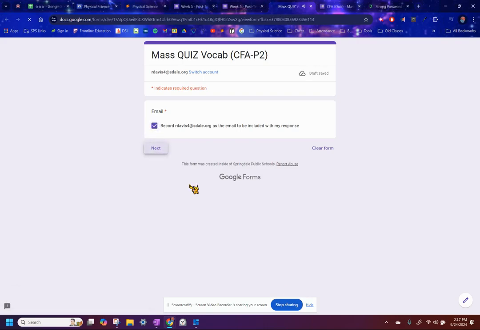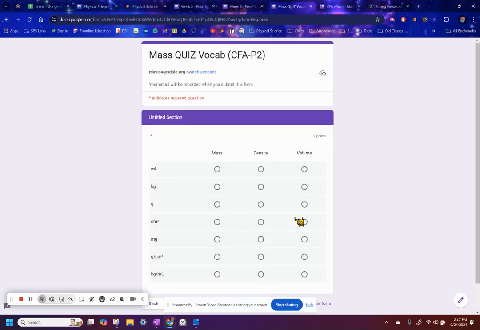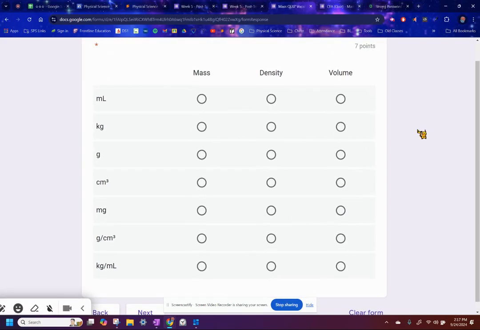All right, let's take this thing. All right, let's look at these. By the way, the second letter gives it away. L is liters, that's going to be volume. That's going to be milliliters, volume. Kg is kilograms, grams is mass. G is grams, mass. Centimeters cubed.